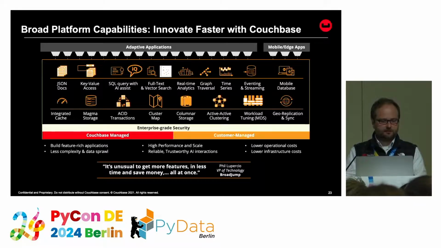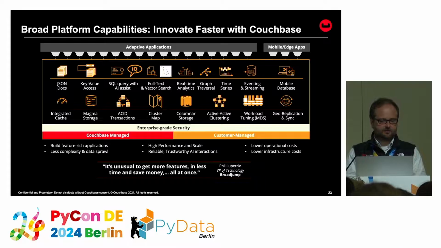Similarity searches. Real-time analytics, that's what I showed you. Graph traversal is there. We have time series storage and query. We have an eventing engine, which can be like stored procedures. We also have a mobile database, which can be installed on your mobile phone in your app code as a library, and then sync with the backend. Integrated cache, that's key value in memory. Magma storage for optimized disk reads. ACID transactions, you know from SQL. Cluster map, so we basically scale horizontally or vertically based on the cluster map.